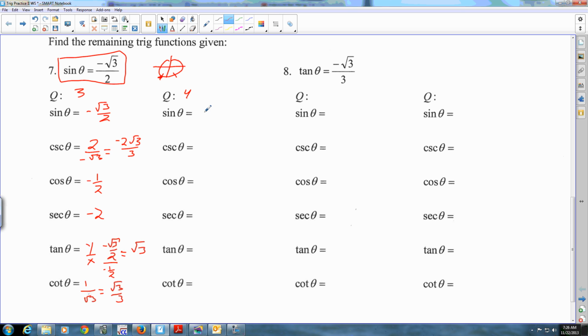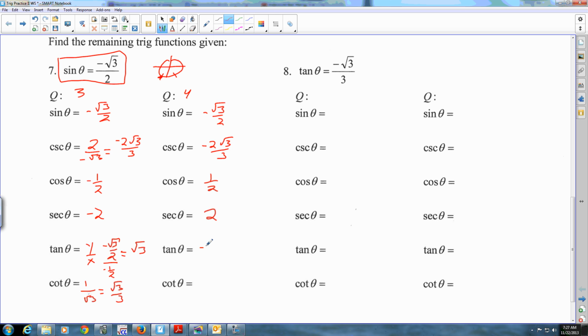So sine is the same answer again, negative square root of 3 over 2. The reciprocal, we already did the work, negative 2 square root of 3 over 3. Cosine is your x value here. Your x value there is positive a half. The reciprocal is 2. Tangent, it's going to be the same thing as this. It's just the sine is, oops, not the sine.